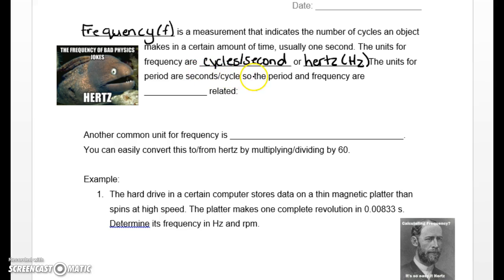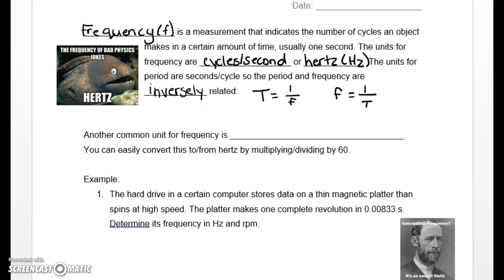And so this does hint that the period and frequency are inversely related. So that means that our period would be equal to 1 divided by your frequency. Or if you're looking for your frequency, that'd be 1 divided by the period.